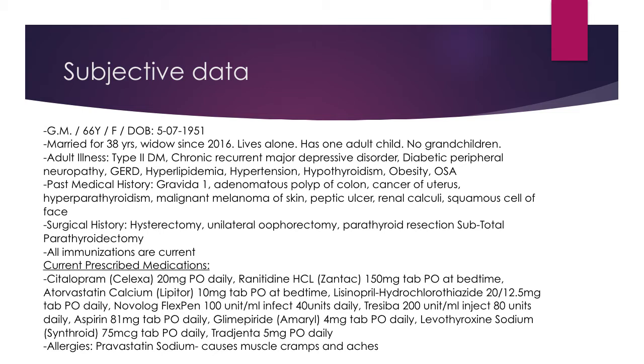Surgical history included a parathyroid resection. All immunizations were current. She was currently taking Celexa, Zantac, atorvastatin, lisinopril HCTZ. She was on multiple medications for her diabetes. She took an aspirin a day. She was also on thyroid replacement. She was allergic to pravastatin because she had reported that it caused muscle cramps and muscle aches.